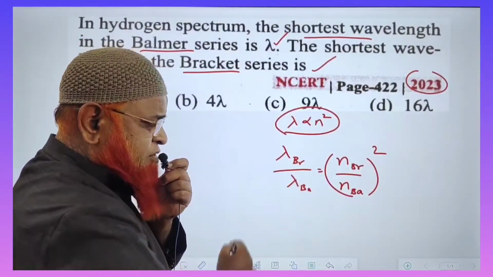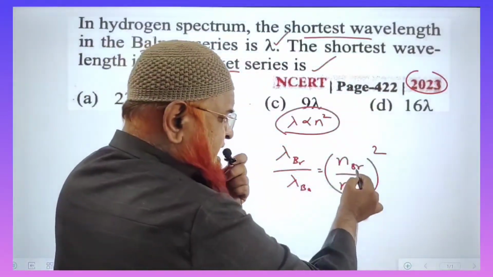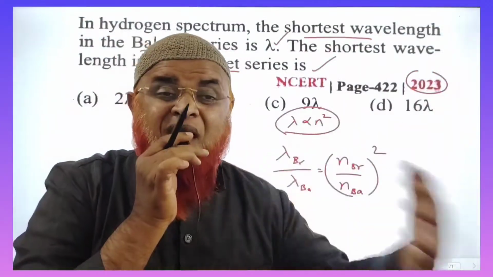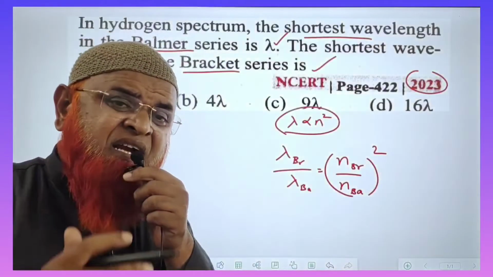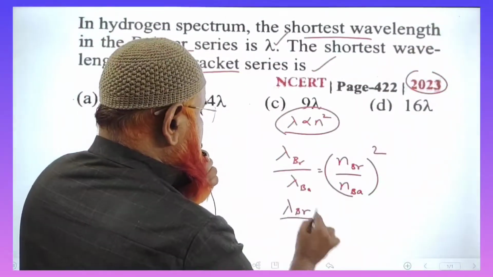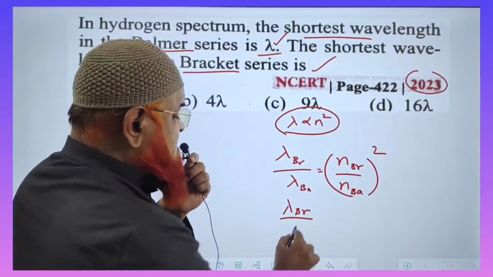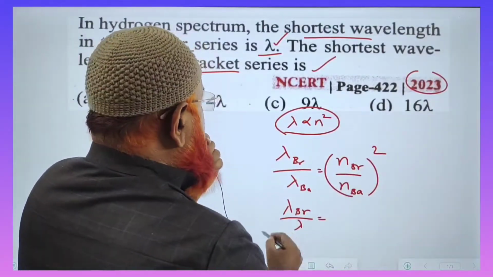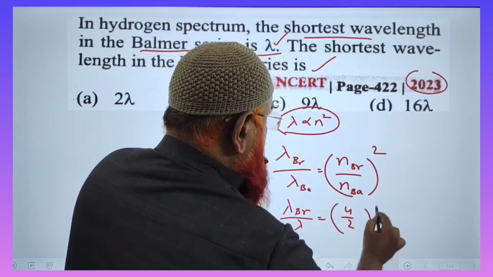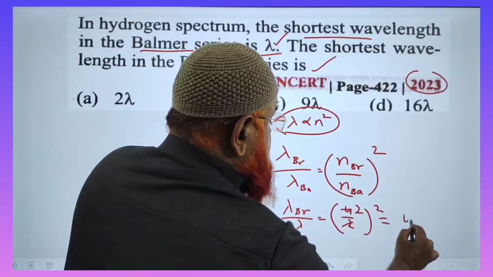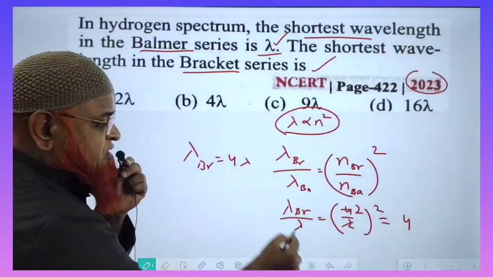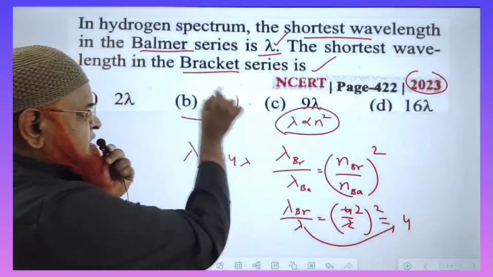So lambda bracket by lambda Balmer is equal to n bracket by n Balmer whole square, because wavelength is directly proportional to square of principal quantum number. I said many times, there's a simple shortcut method here. Lambda bracket by lambda Balmer is n bracket by n Balmer whole square, which is 4 by 2 whole square, which is 4. Therefore, lambda bracket is equal to 4 times lambda Balmer. That's it. Your option is B.